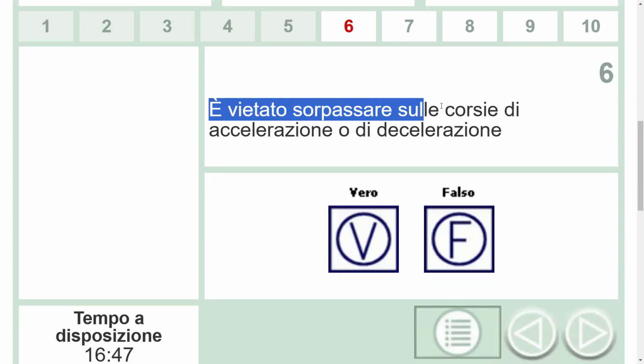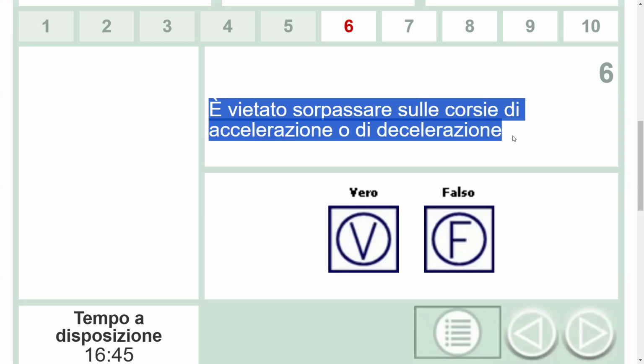È vietato il sorpasso sulle corsie di accelerazione e decelerazione. All of you know that the answer is vero.